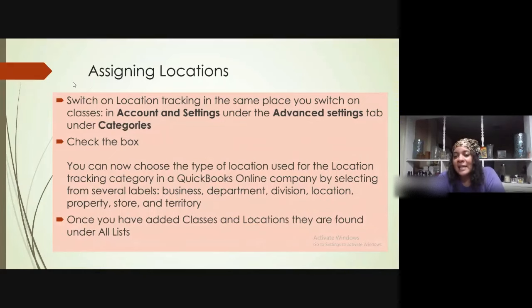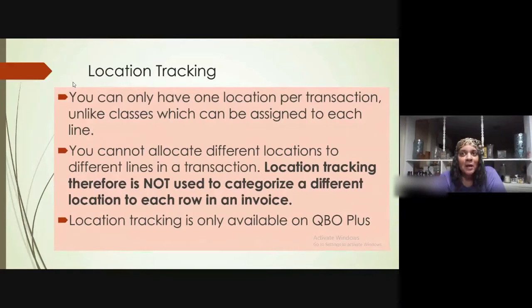Once you have had classes and locations activated, they then will be found in your all lists section. We talked about that in earlier videos, how to access your all lists. Location tracking. You can only have one location per transaction, unlike classes, which you can have several of. Unlike classes, which could be assigned to each line of the transaction, you cannot allocate different locations to different lines in a transaction.